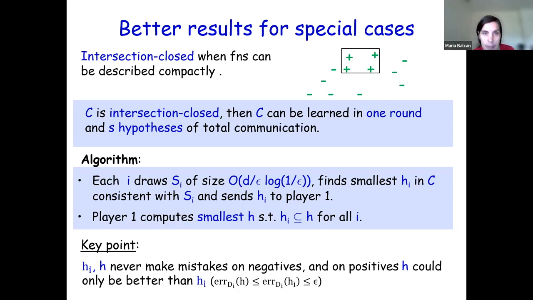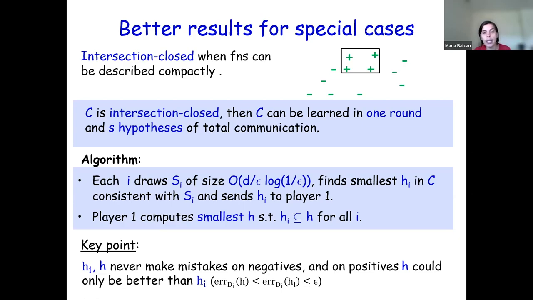Because we're looking at intersection closed concept spaces, and because HI is the smallest hypothesis in C that is consistent with the sample, we are guaranteed that both HI and H will never make mistakes. First of all, none of the HI will make mistakes on negative examples, and H will never make mistakes on negative examples, as a consequence. And on positive examples, H, the hypothesis output in the second round, could only do better than the HI.